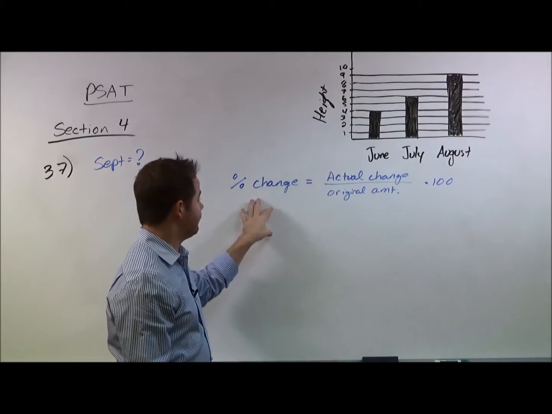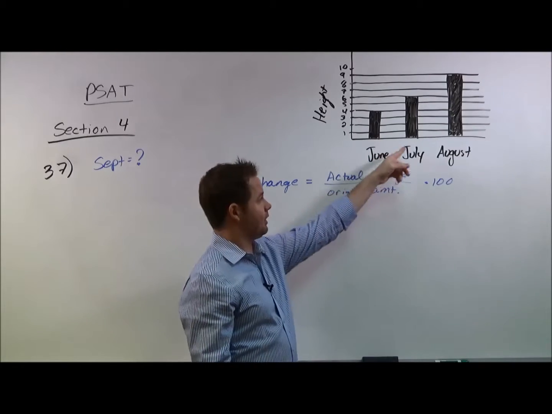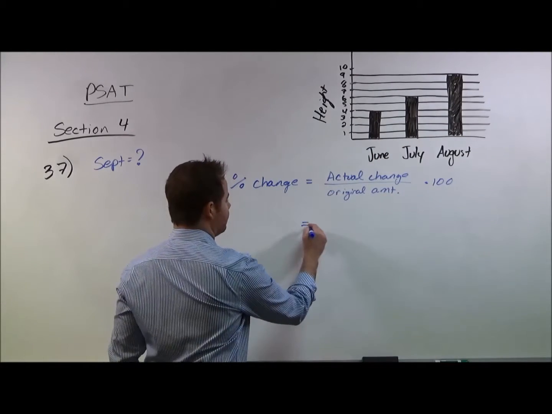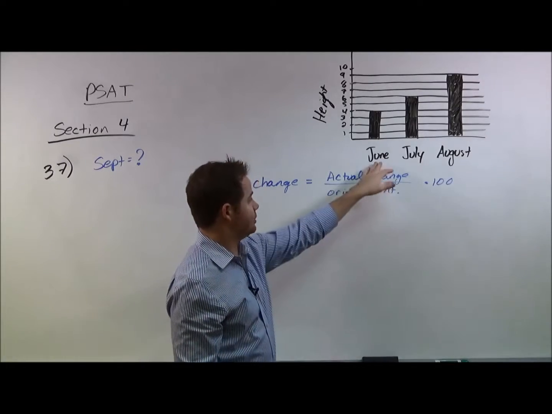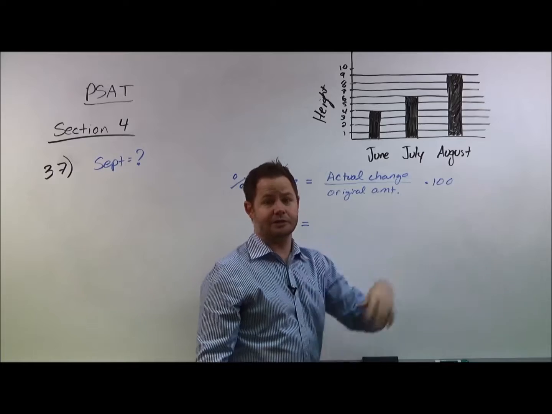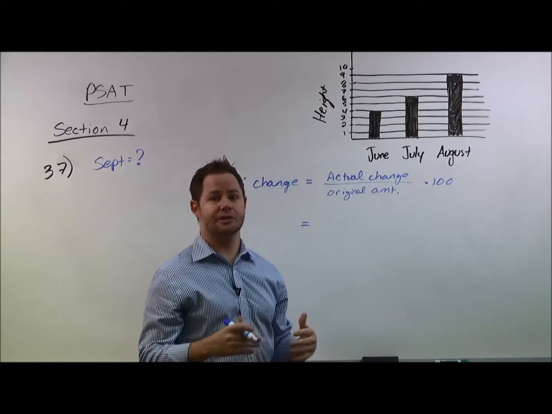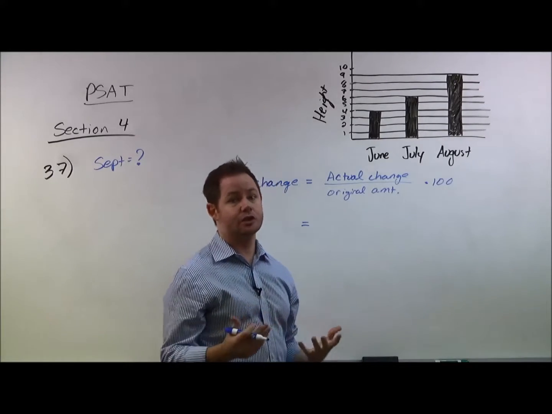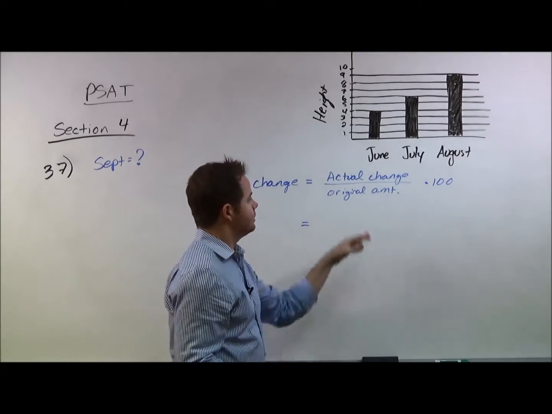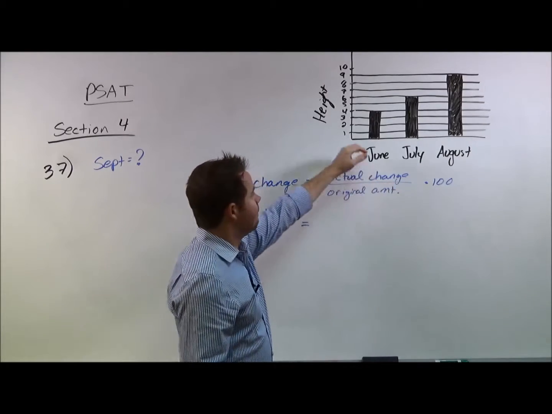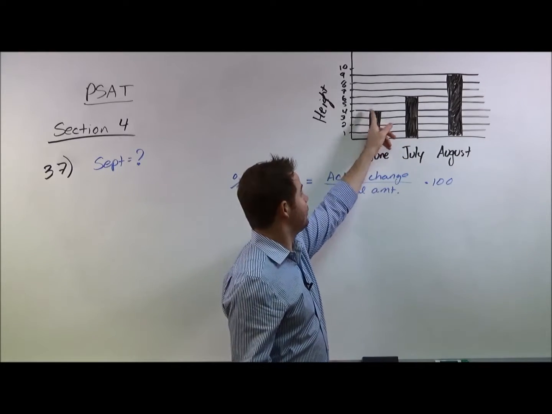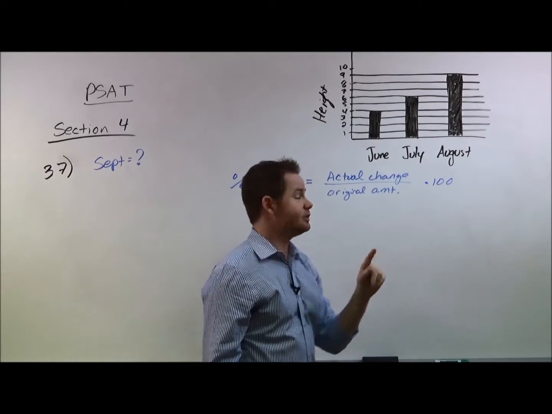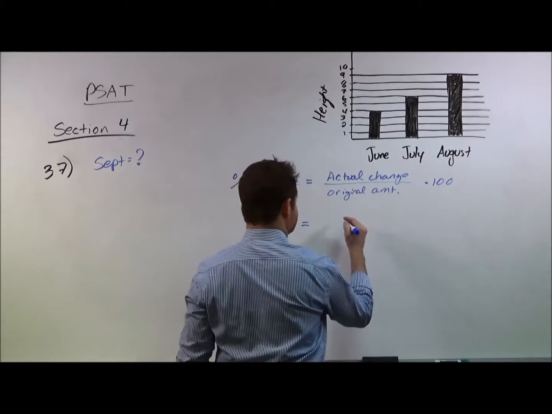So let's see if we could figure out what that percent change is here from month to month. Well, we'll start with from June to July. And it doesn't matter if you pick June to July or July to August. Since they tell you the percent change is going to be the same every month, then it should come out to be the same value. So here from June to July, what was the actual change? How much did it change if it went from a height of 4 to a height of 6? So the change was 2. The actual change was 2.